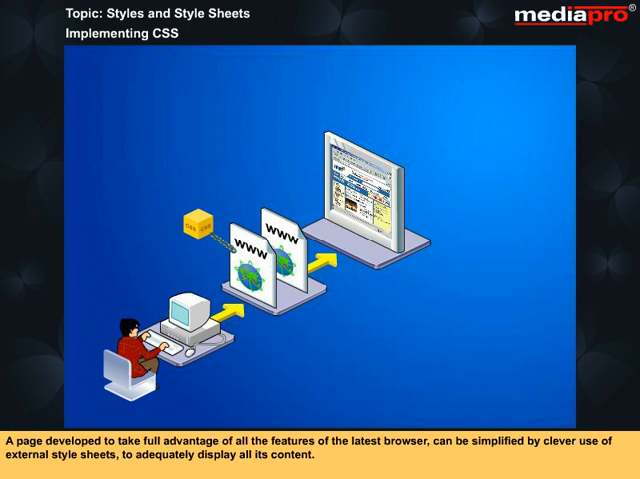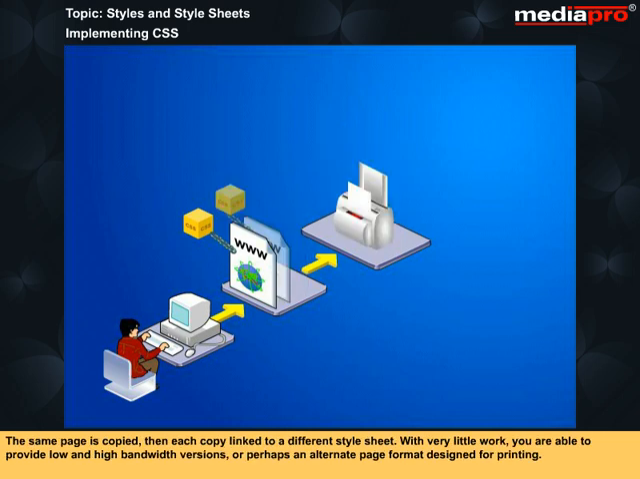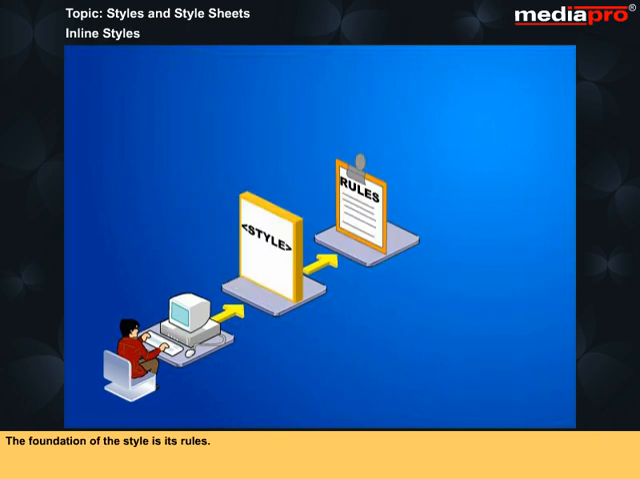A page developed to take full advantage of all the features of the latest browser can be simplified by clever use of external style sheets to adequately display all its content. The same page is copied, then each copy linked to a different style sheet. With very little work, you are able to provide low and high bandwidth versions or perhaps an alternate page format designed for printing.